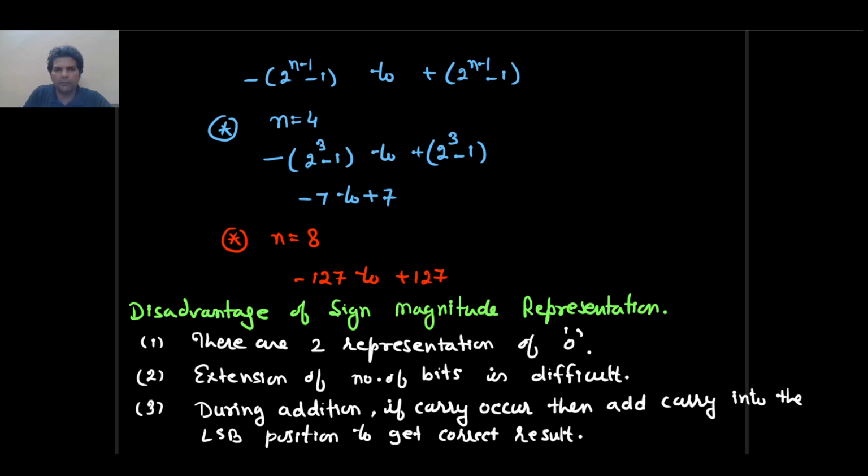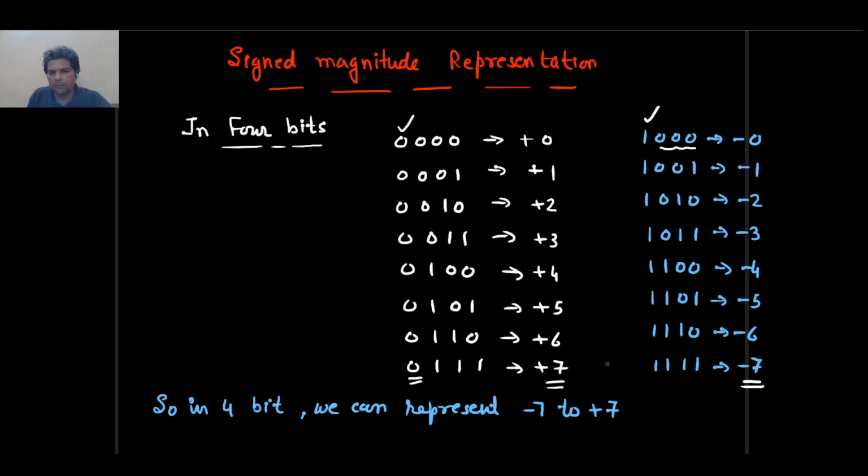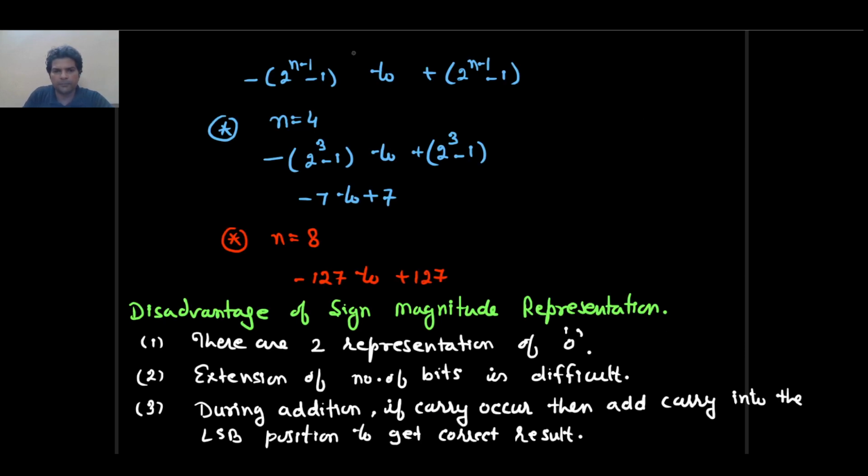So as we have already seen, in n is equal to 4, number of bits is 4, so we can represent from minus 7 to plus 7 in the sign magnitude representation. If suppose n is equal to 8, we can represent from minus 127 to plus 127. Okay, now in continuation of the sign magnitude representation, the disadvantages of sign magnitude representation.